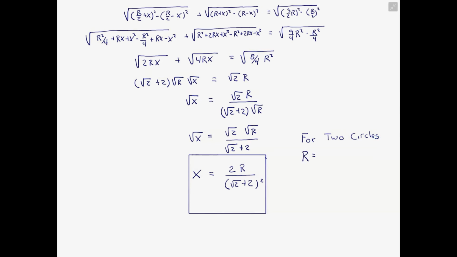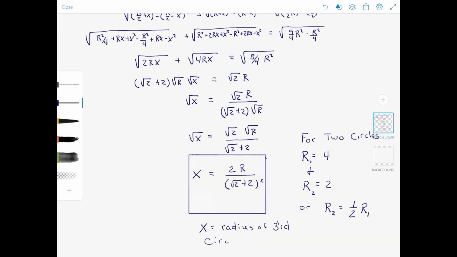Now you can do this more generally and come up with a formula for all 3 radii and leave it at that. But this was a particular case where you were given R1 being 4, R2 being half that radius. And once you do all of the math, this is the end result.